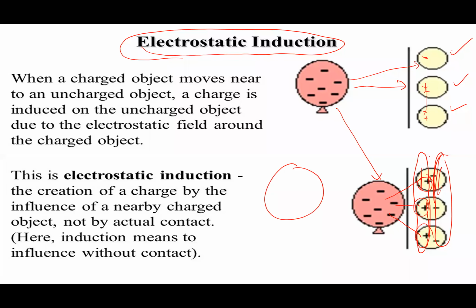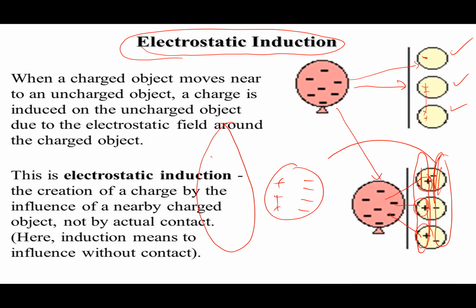So at this end negative charges will be developed, and at this end positive charge, because we brought a negatively charged body near to this body. These charges feel a force of attraction and these feel a force of repulsion. So negative charges will move away and positive charges will move towards. This is electrostatic induction, the creation of charge by the influence of a nearby charged object, not by actual contact.